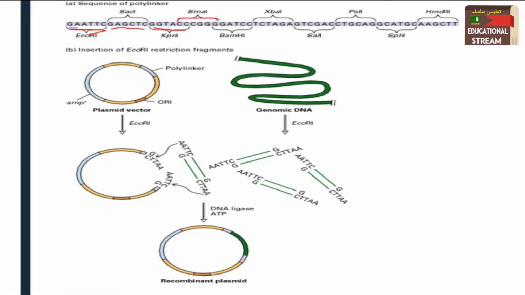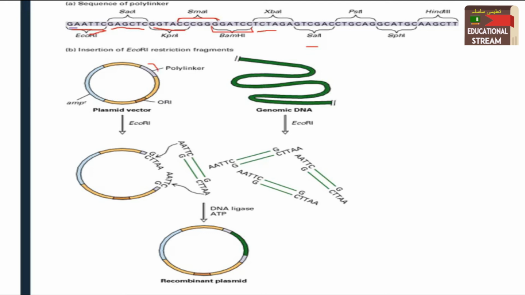So these cutting sites can overlap with one another, and we use enzymes which do not overlap, like we cannot use SMA1 and KPN1 at the same time. We will use SMA1 and SAC1, or SMA1 with EcoR1, or BAMH1 with SAC1. We can take any combination of the enzymes. So this is the cutting site of BAMH1, which is GGATCC, then XBA1 and SOL1. So these are all the restriction enzyme sequences which are present in the polylinker region.